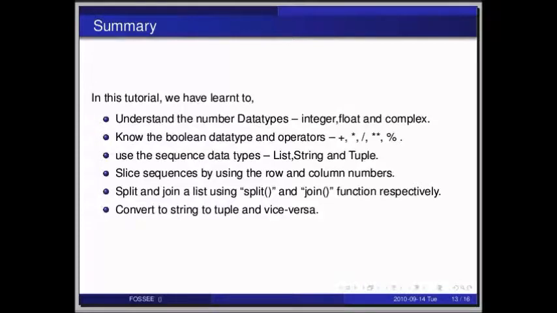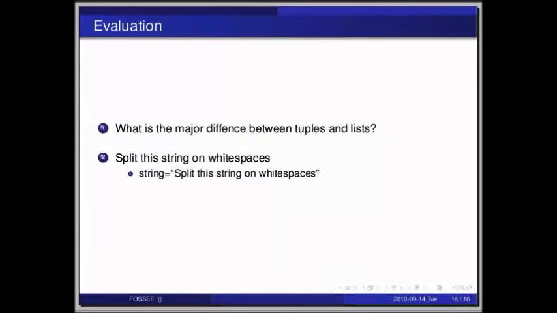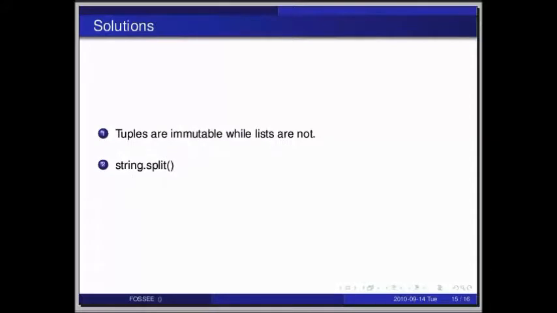Here are some self-assessment questions for you to solve. First one, what is the major difference between tuples and lists? Second one, split the string on white spaces. And the answers. The first one, the major difference between tuples and lists is that tuples are immutable while lists are not. And for the second one, to split the strings on white spaces, we use the function split without an argument. That is string.split function.